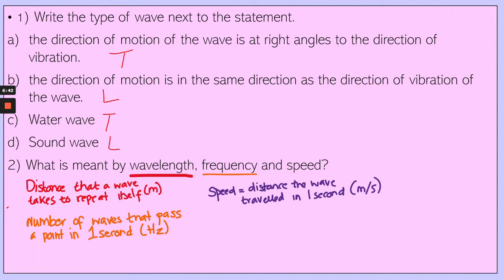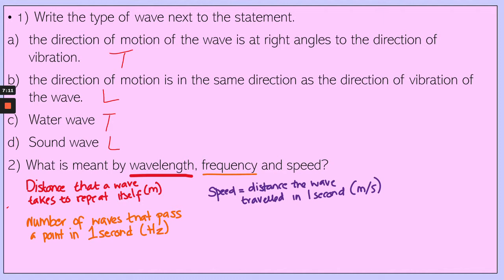Okay, so we'll start with the first one. The direction of motion of the wave is at right angles to the direction of the vibration. This would be a transverse wave. I've just written T and L for each type of wave. The direction of motion is in the same direction as the direction of vibration of the wave. This will be longitudinal waves. Water waves are an example of transverse waves, and sound waves are an example of longitudinal waves.